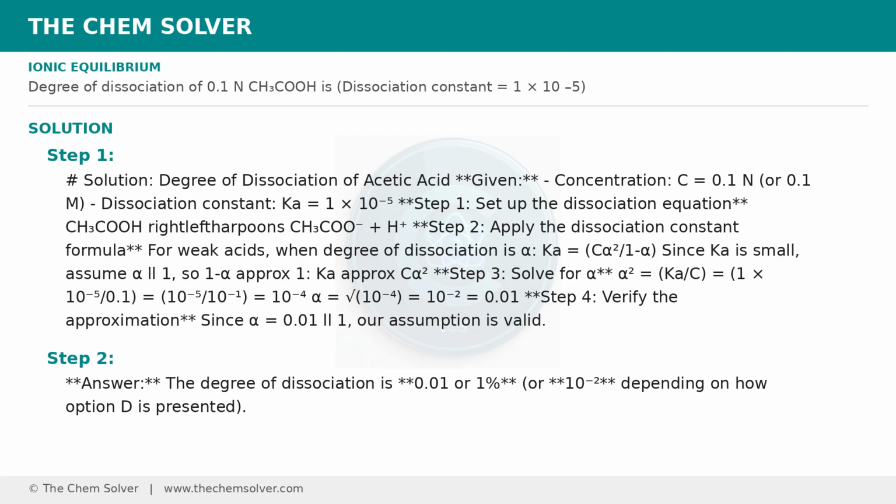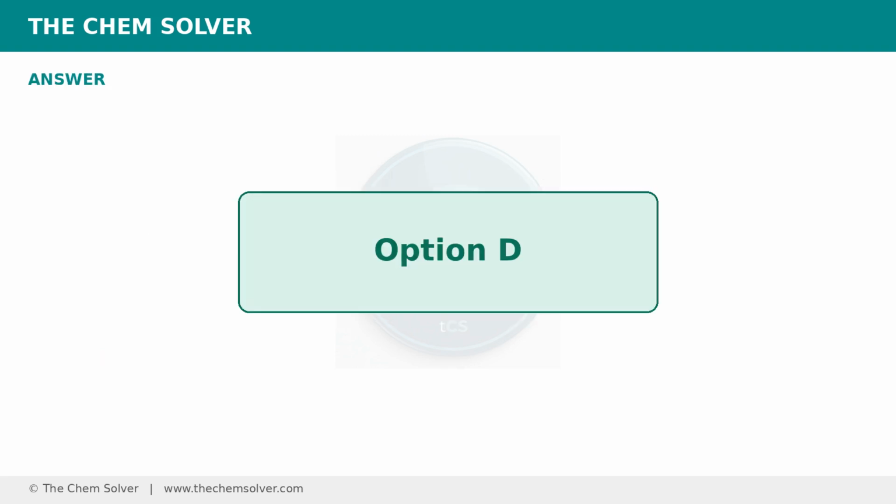Answer: the degree of dissociation is 0.01, or 1%, or 10 to the power minus 2, depending on how option D is presented. The answer is D.